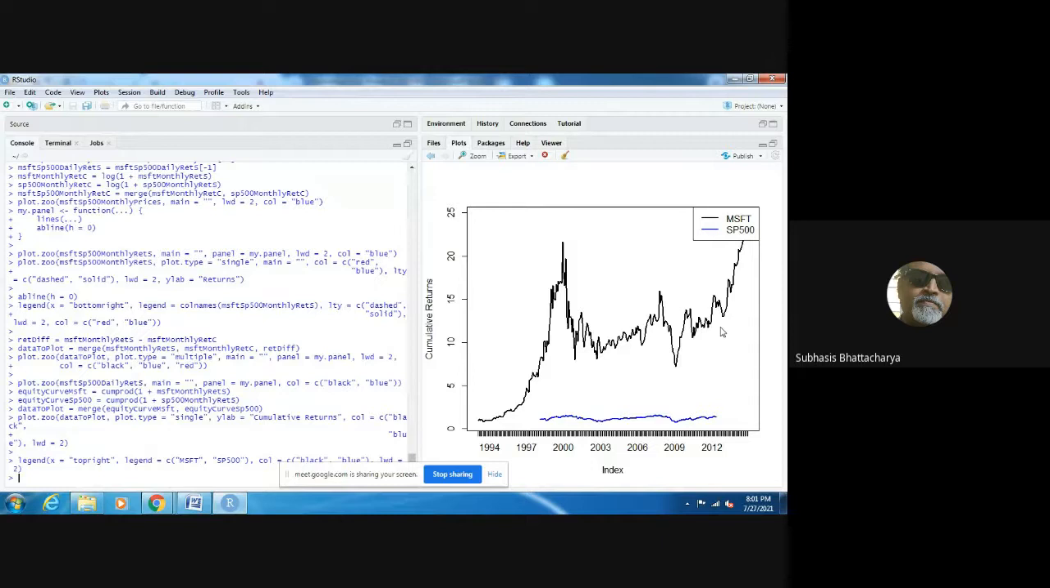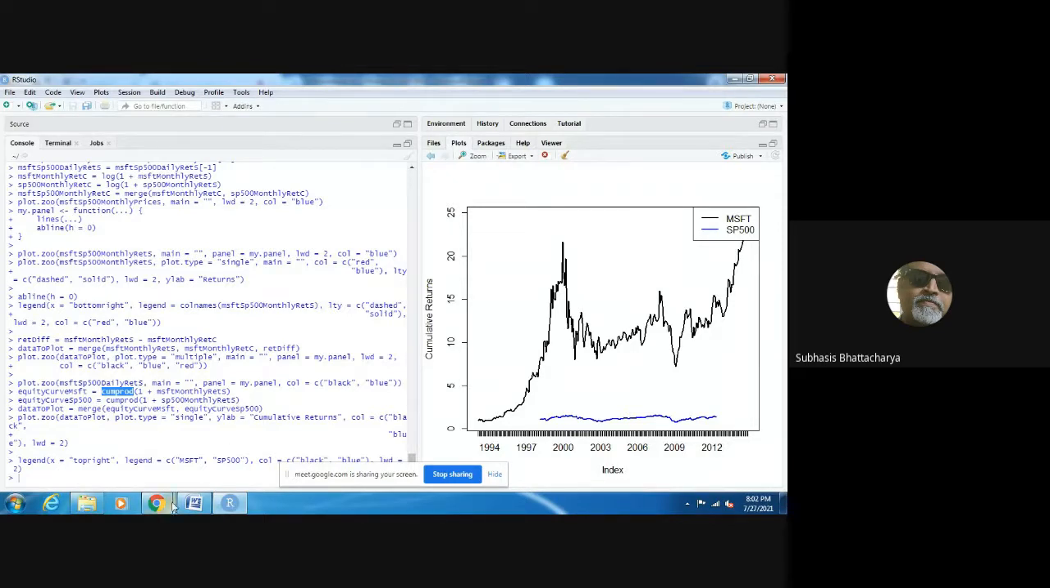So that is how to make the equity curve. The function of R we use is cumprod. This is the main function to compute the equity curve. The figure shows that 1 rupee invested in Microsoft dominates 1 rupee invested in the S&P 500. In particular, 1 rupee invested in Microsoft becomes something larger, more or less double. So these things are happening.